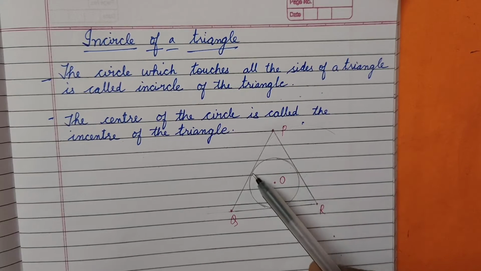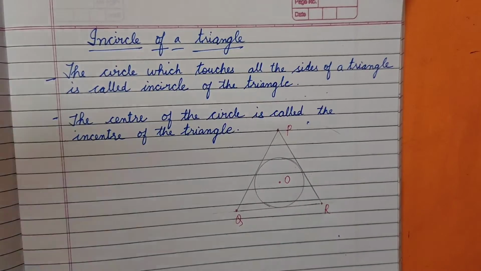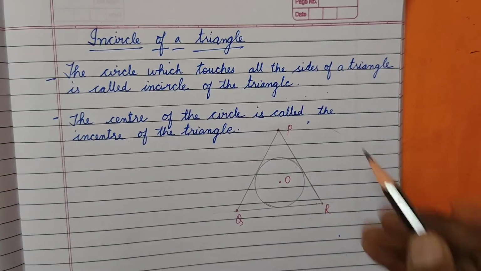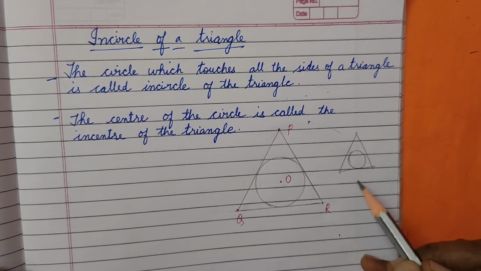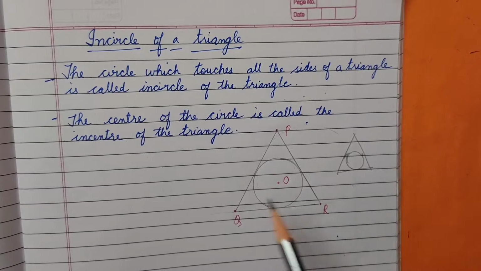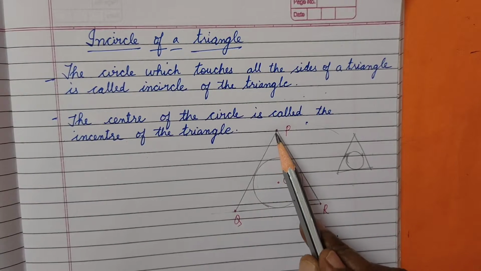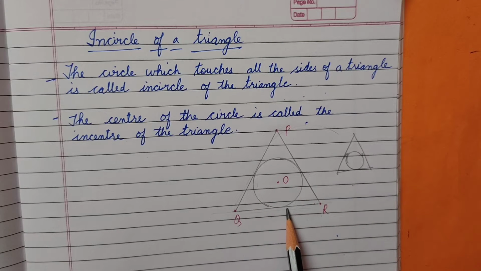यहाँ पे touch हुआ है this side and this side. Then we can say it's an incircle of a triangle. For example, if this is a triangle but the circle is like this, then we cannot say it's an incircle because it didn't touch here, it didn't touch here. So it should touch all the sides. All the sides means three sides: 1, 2, 3. Then we can say it's an incircle of the triangle.